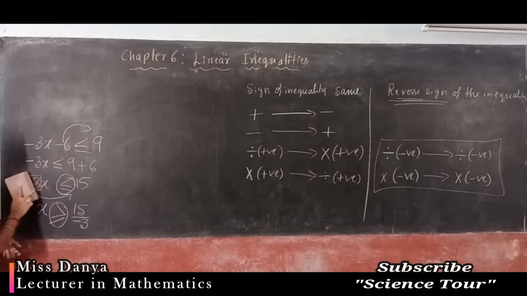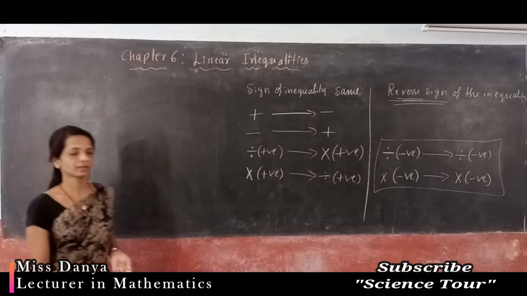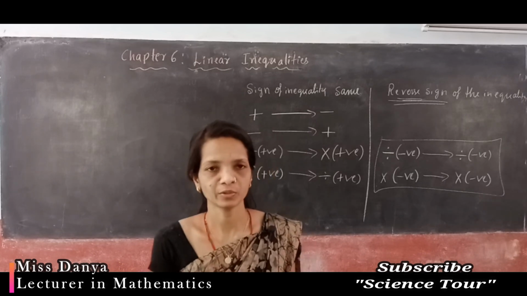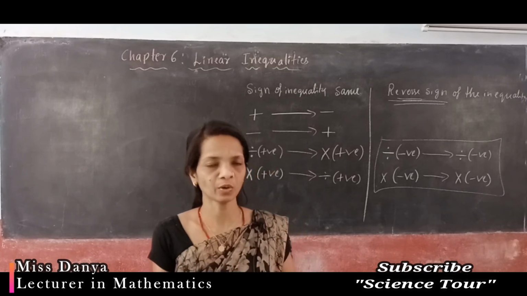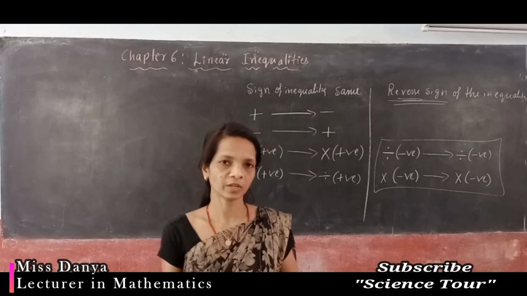So that is what you have to keep in mind. You have to be careful when you divide or multiply by some negative number, or shift it from one side to another side. At that time, you have to reverse the sign of the inequality.